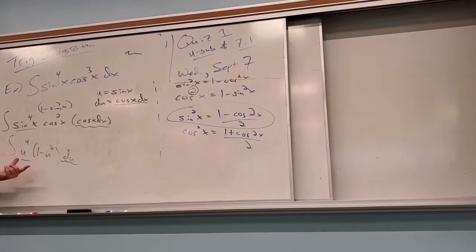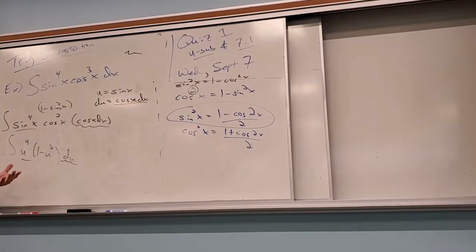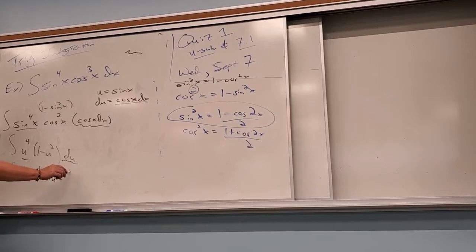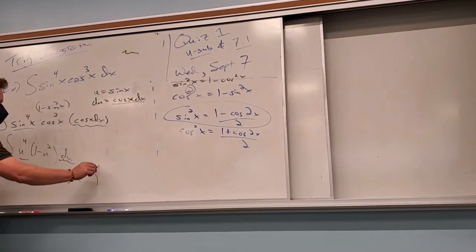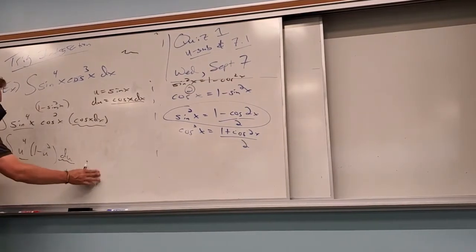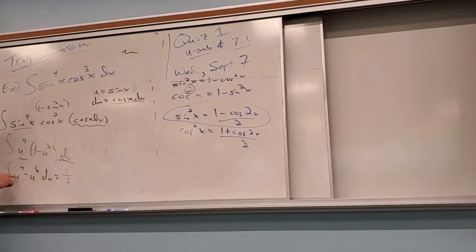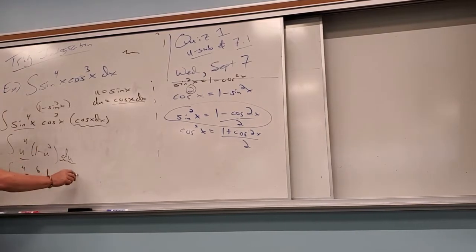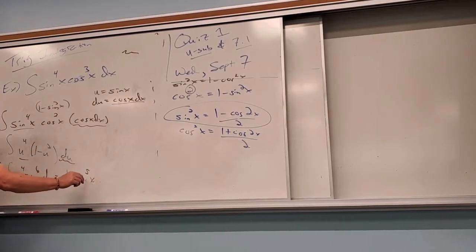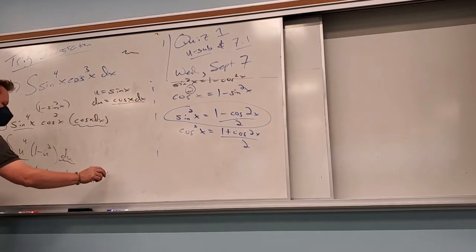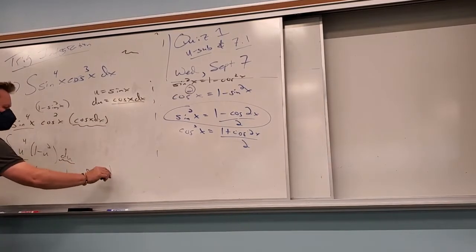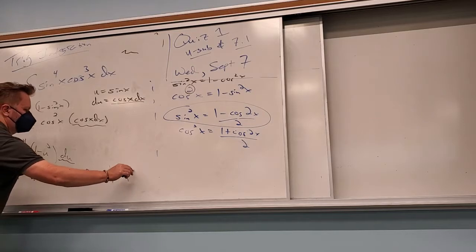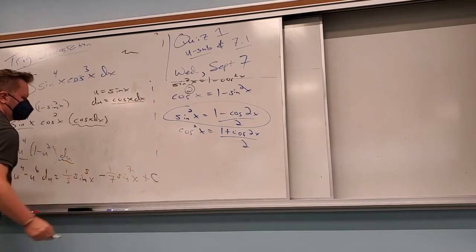And now this, why is this so beautiful? Distribute, plug it all in, integrate. Distribute. Integration's easy. The integral of u to the 5th is 1/5 u to the 5th. What was u? Sine x. Let me write it better. So this would be 1/5 sine to the 5th x, minus 1/7 sine to the 7th x, plus C. Let's see, I like it.